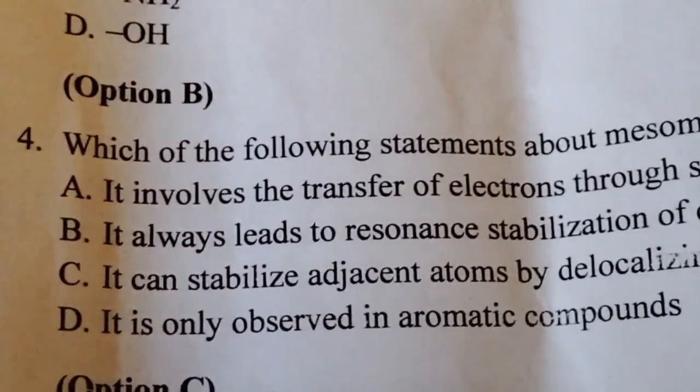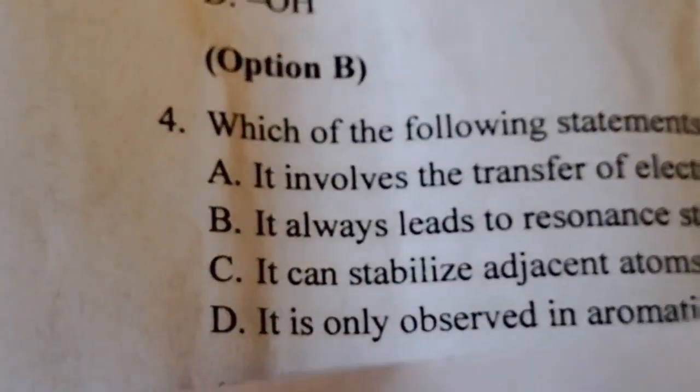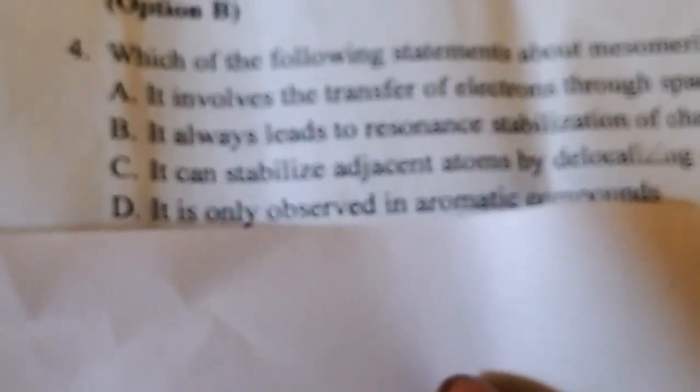Question 4 says, which of the following statements about mesomeric effect is true? Option A, it involves transfer of electrons through space. Option B, it always leads to resonance stabilization of charges. Option C, it can stabilize adjacent atoms by delocalizing electrons. Option D, it is only observed in aromatic compounds.